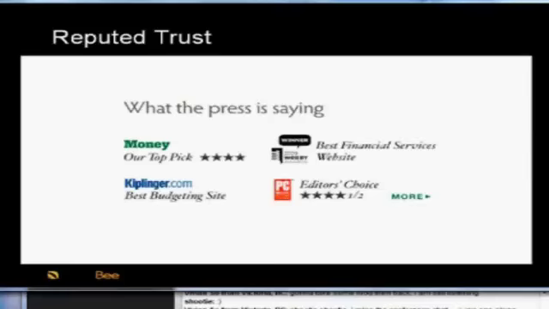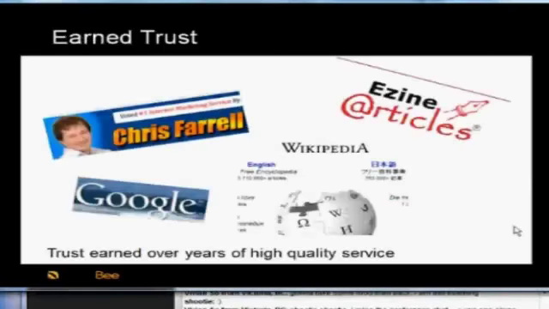Anyway, reputed trust, in other words, trust through reputation, is when other people talk about you, say, hey, you know, they do a really good job, they've been around for a while. Then it's word of mouth. It's basically word of mouth advertising. When other people or other organizations or other entities talk about you as being trustworthy, that's reputed trust, or trust built on reputation.